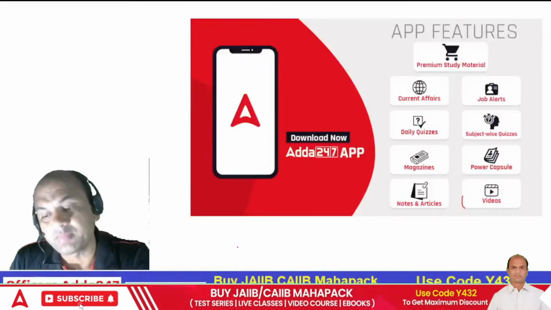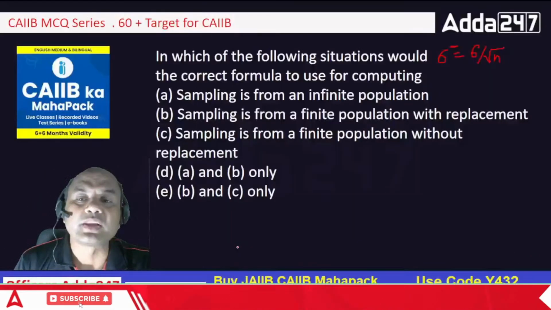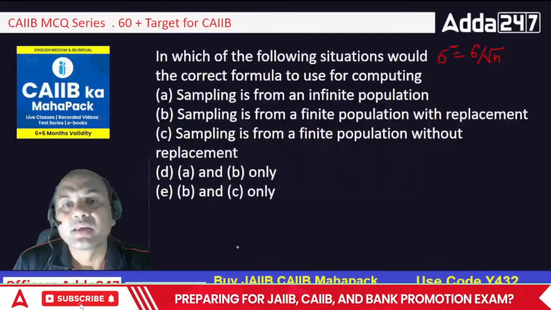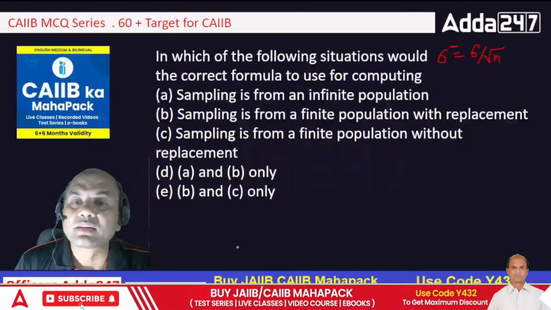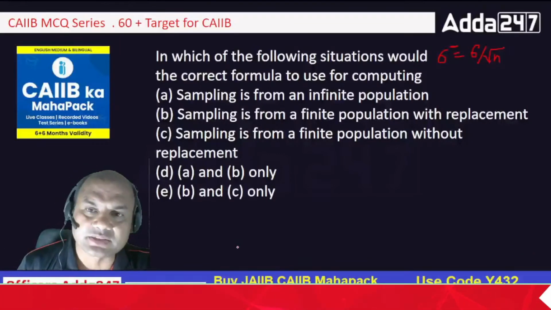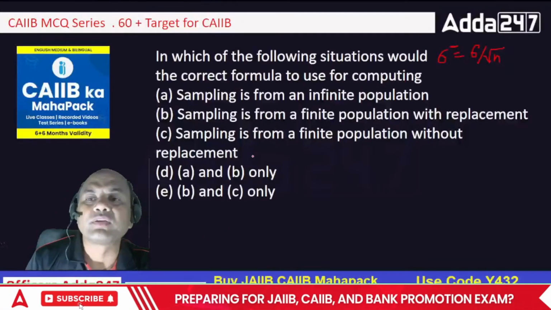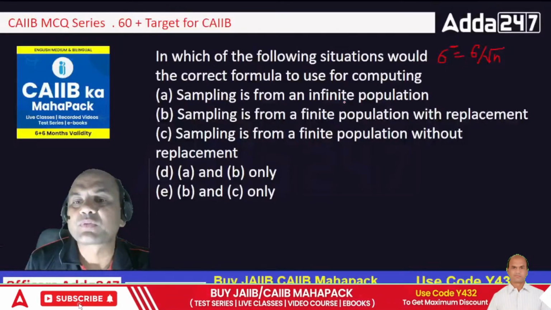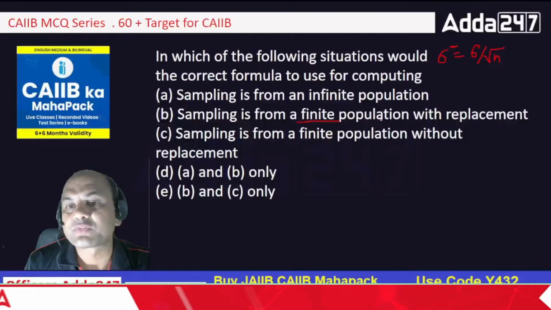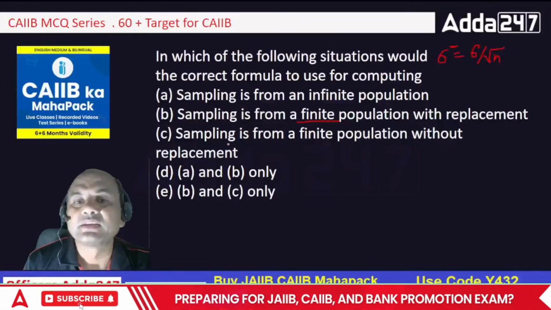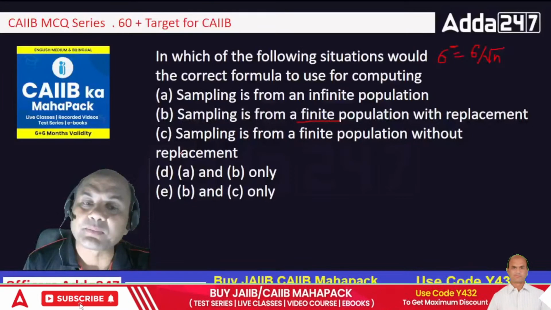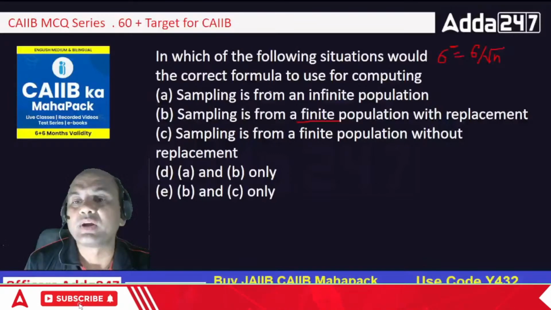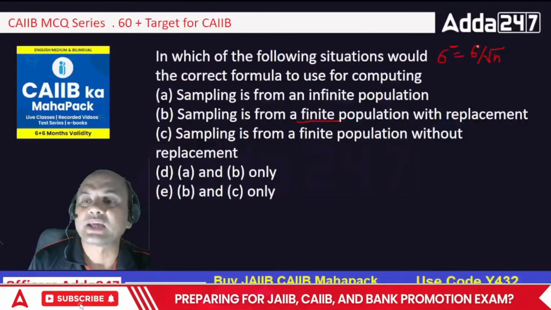Do it fast. In which of the following situations would sigma dash equal sigma upon root of n, the correct formula for computing this standard error? So where can I use this standard error formula? A, sampling is from an infinite population. B, sampling is from a finite population with replacement. C, sampling is from a finite population without replacement. D, either A and B, or E, B and C. So where do I use this sigma upon root of n?